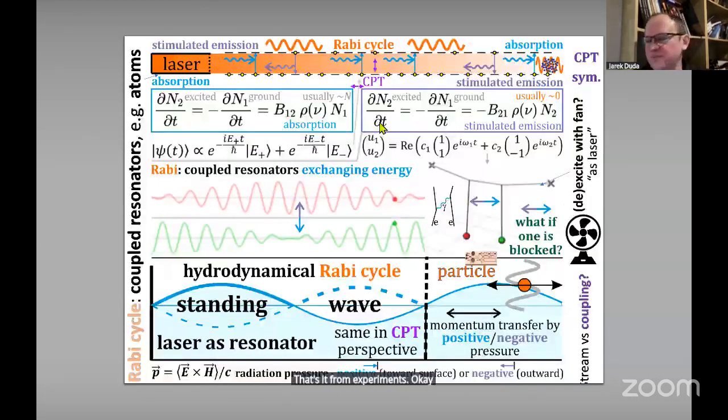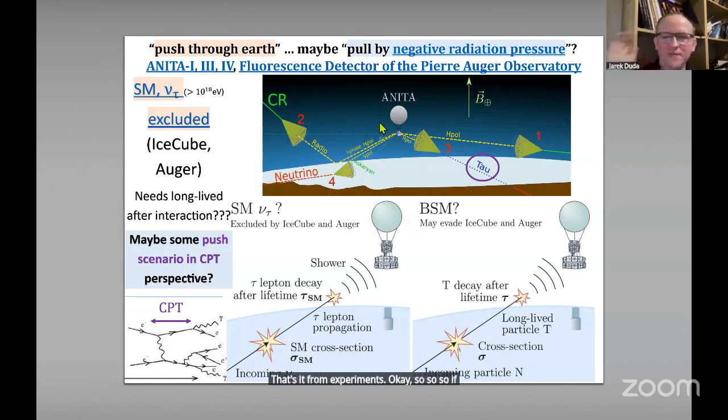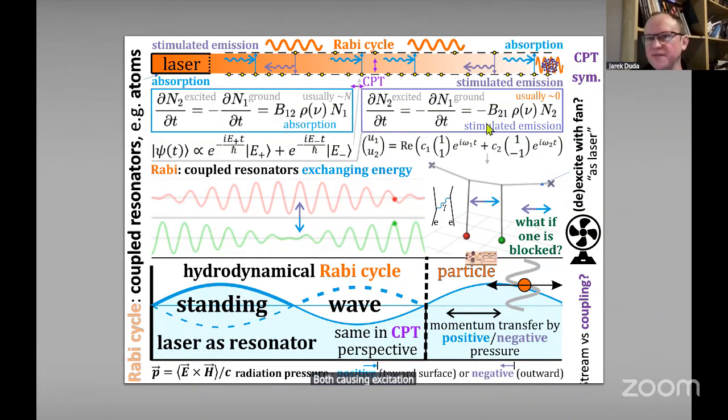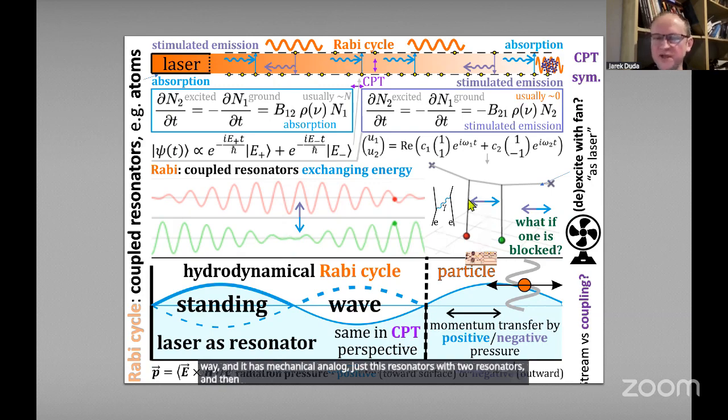Okay, so I have many auxiliary slides. There are some symmetric situations, for example the Rabi cycles, where we have a laser both causing excitation and de-excitation cyclically. So there is kind of both ways. And it has a mechanical analog, just coupled resonators, two resonators that literally exchange energy. So photons go left, right. We think about one direction, but in fact there is this coupling. This causation of photons works both ways.